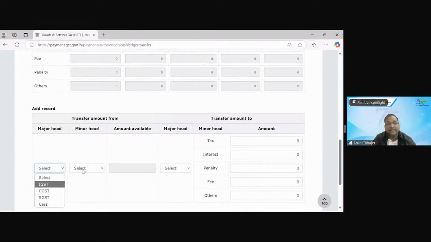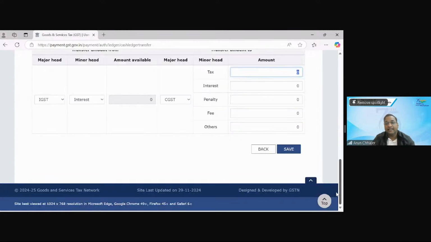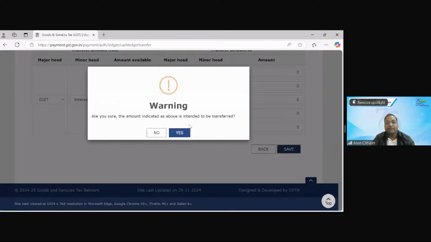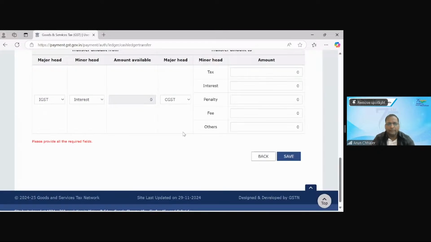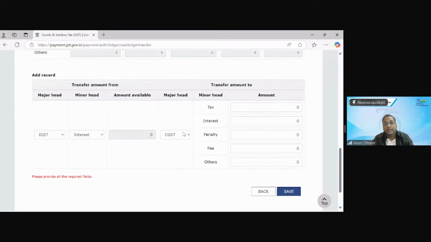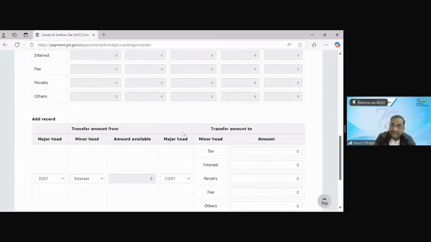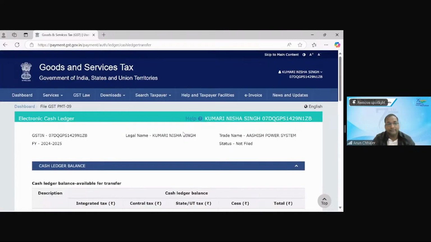Let's say I have selected IGST under interest. Assume that there is an amount. Where do you want to transfer from, and to whom do you want to transfer? Let's say I would like to transfer to CGST, and let's say tax. Once I click on save, because I do not have the amount, correct? So whenever I fill and submit the same, the amount will be transferred.